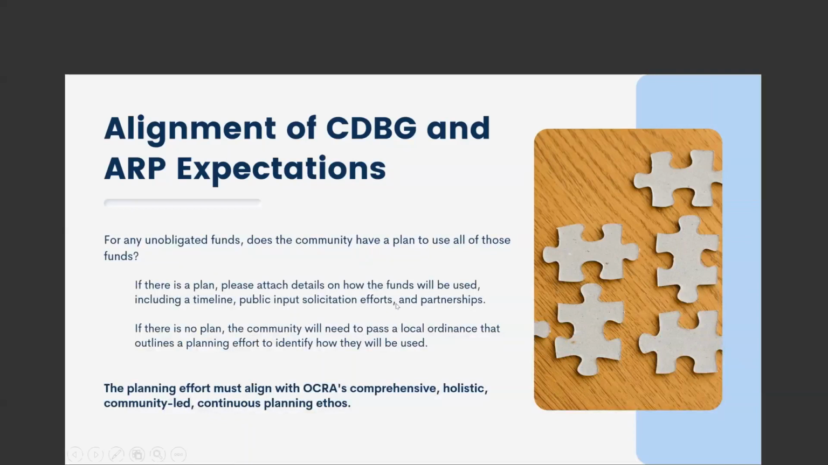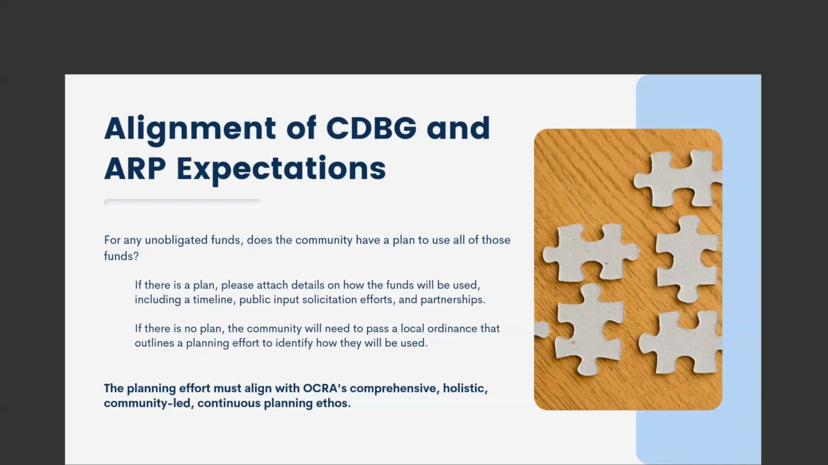Okay, and now Eric is going to go over how those ARP expectations align with CDBG. Yeah, so over the last year, we've had multiple stimulus funds being received by our local communities and local units of government. And so with CDBG and many other federal funds, we have a thing called duplication of benefit. And basically what it says is that benefits cannot be duplicated within the same kind of funds.